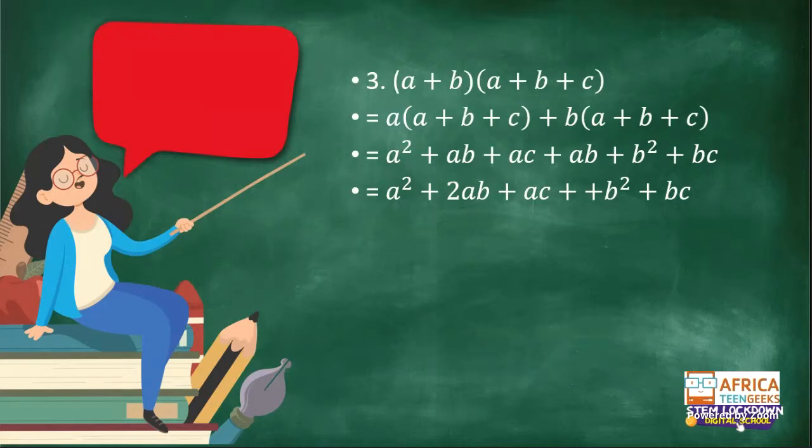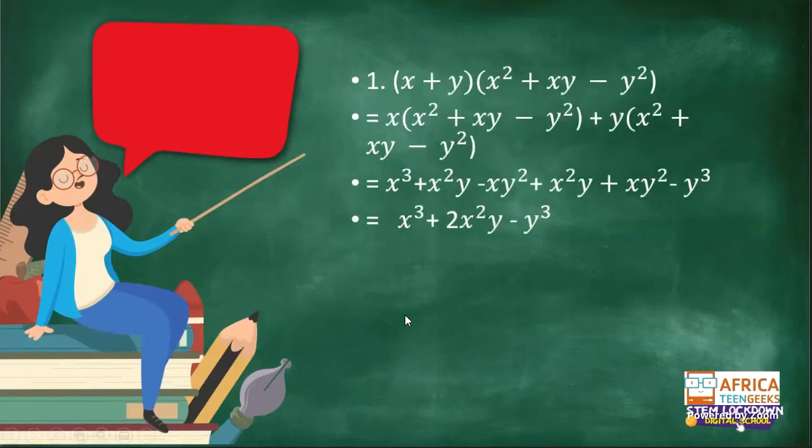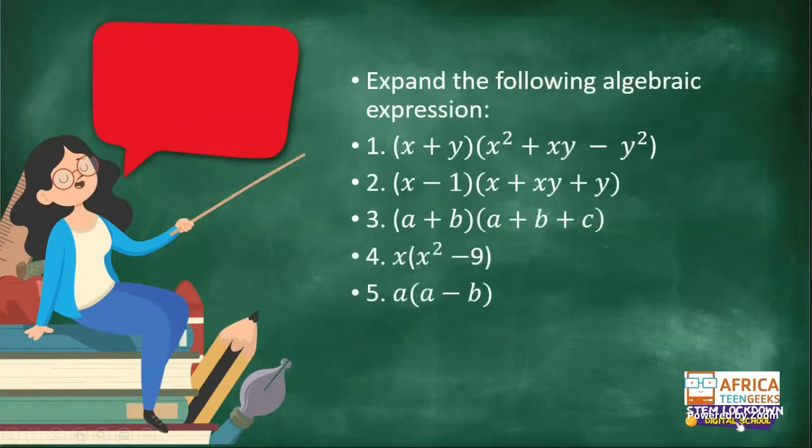Right, we are just going to move to the last one, which is A into A minus B. This should be very simple. A into A minus B.